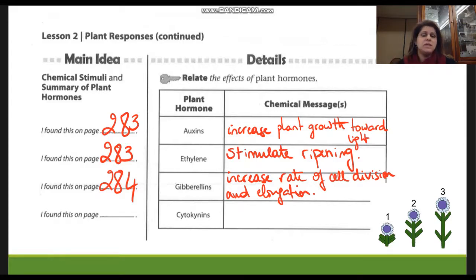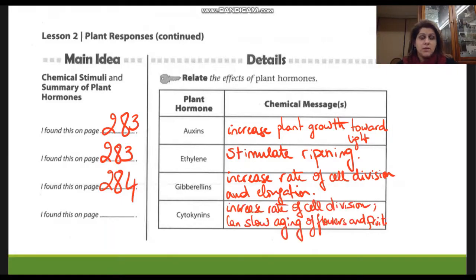This is mostly used with farmers. This is what they usually use. This hormone, cytokinins. It's a fourth hormone. What does it do as well? It's kind of coming from other hormones as well.